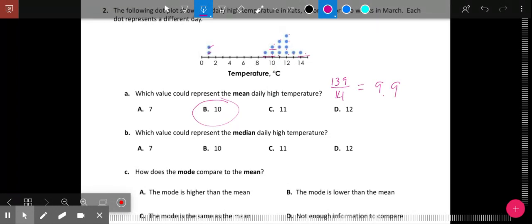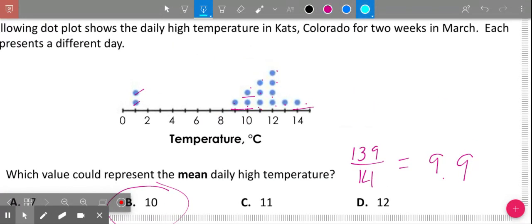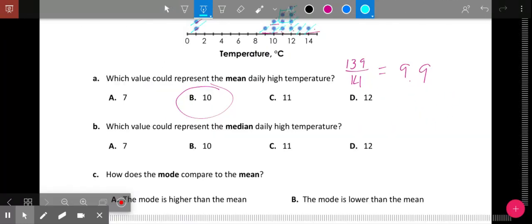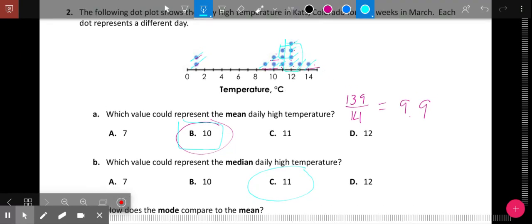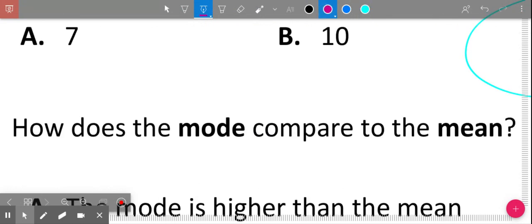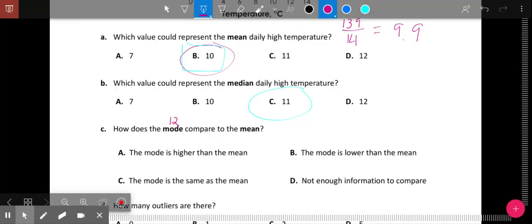Part B says which value could represent the median. Remember, the median's the one in the middle, so we're just going to cross off dots till we find the one in the middle. And it looks like we're going to have them over 11. So our median is going to be 11. Part C says, how does the mode compare to the mean? Well, we already found our mean was 10. The mode is the one that happens the most. So 12 has the most dots, so that means our mode has to be 12. Well, how does the mode compare to the mean? Well, the mode is higher than the mean.